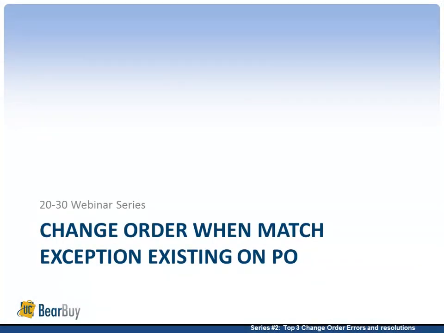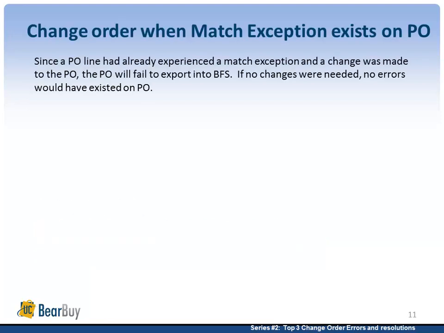The last error that we're going to look at is the error associated to change orders when match exceptions already exist on the PO. When a PO has experienced a match exception, change order preparers experience an error since a PO line had already experienced a match exception and a change was made to the PO. Again, the PO will fail to export into BFS. If no changes were needed, no errors would have existed on this PO.